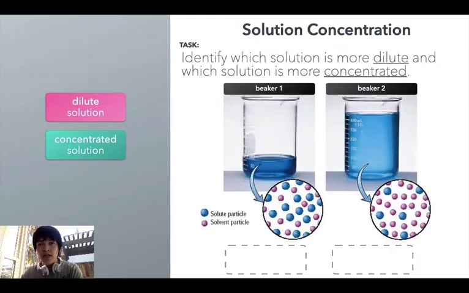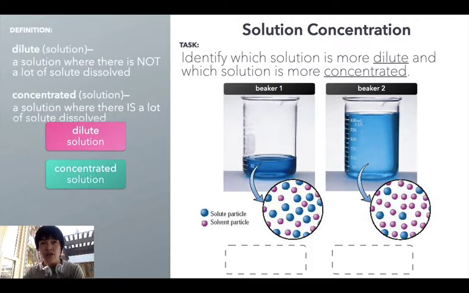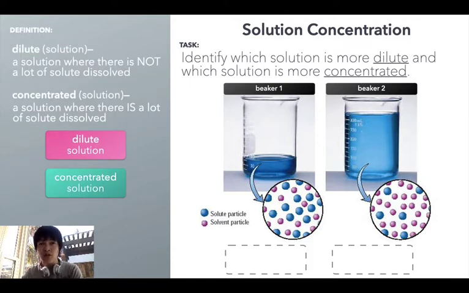Okay, let's try to identify, out of these two beakers, which one would be a dilute solution and which one would be a concentrated solution. Let's define these two things first. A dilute solution is where there is not a lot of solute dissolved. A concentrated solution is a solution where there is a lot of solute dissolved. I'll give you 5 seconds to make a prediction.